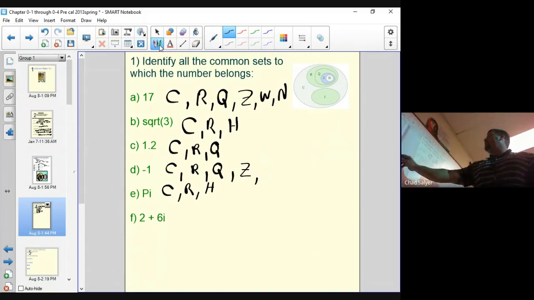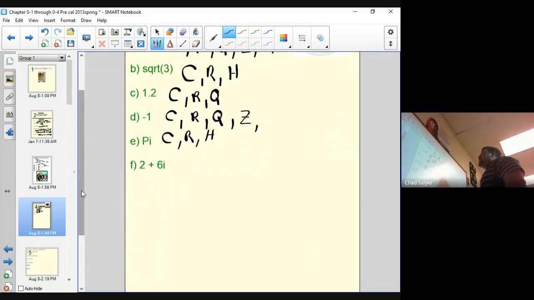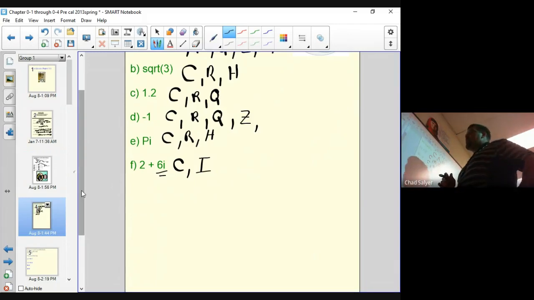All right, and now example F here, 2 plus 6i. It is complex and imaginary. It does include the I value. It has an imaginary part, and so it is an imaginary number.